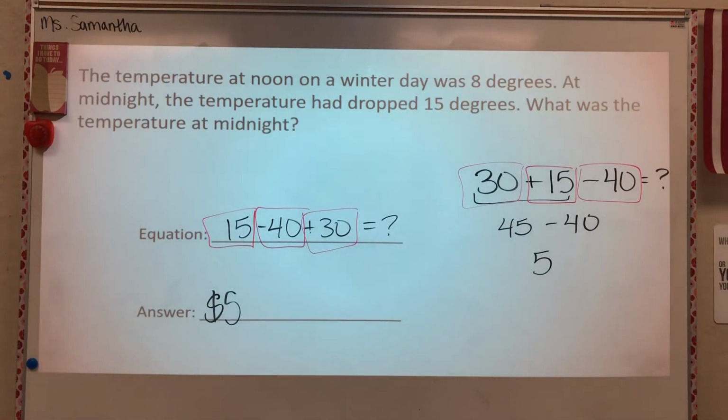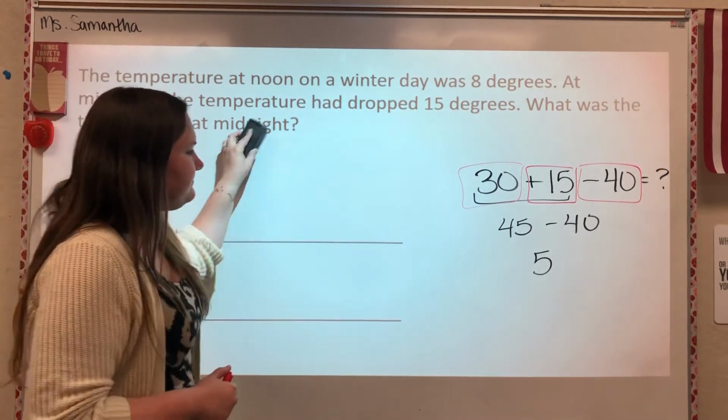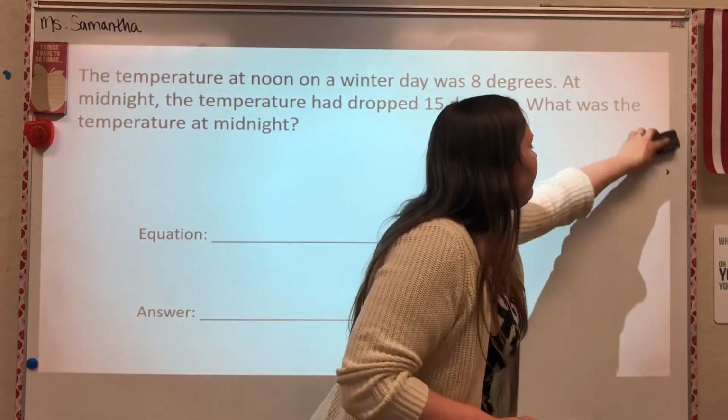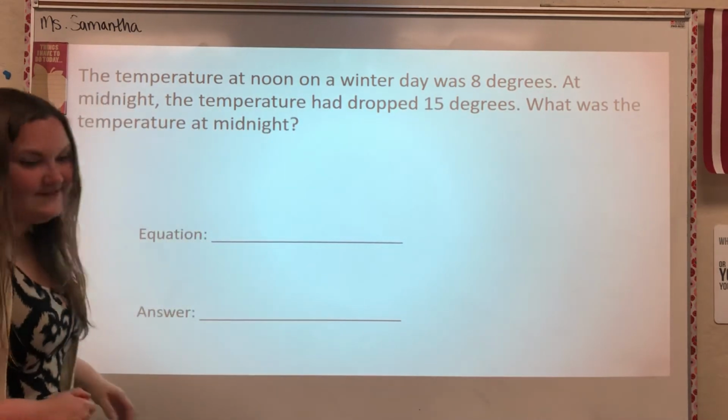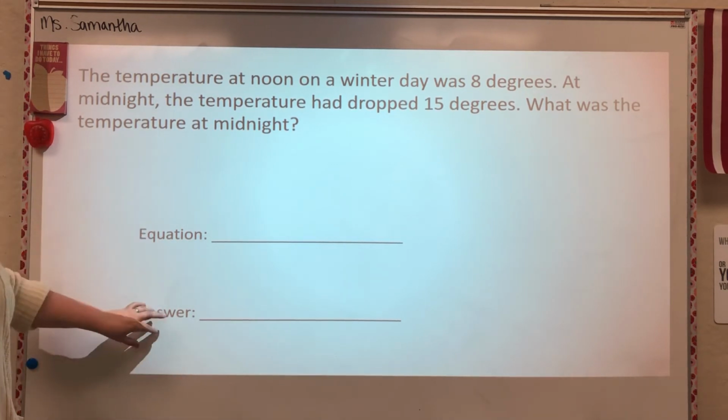Now, I've got 2 problems for you to try. The first one says, the temperature at noon on a winter day was 8 degrees. At midnight, the temperature had dropped 15 degrees. What was the temperature at midnight? Go ahead and write an equation and answer the question.